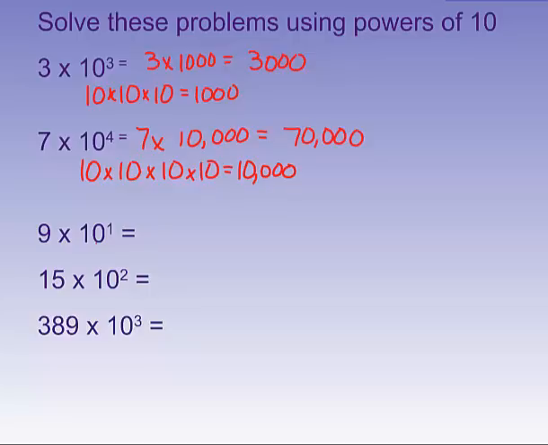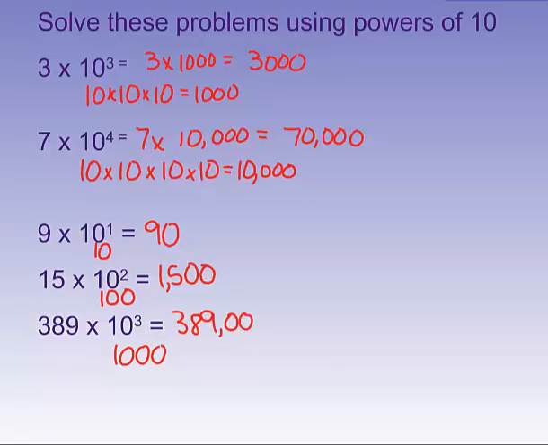10 to the first power is just 10, so 9 times 10 is 90. How about 10 to the second power? If you said 100, you're great. Good job. So that would be 1,500. And 10 to the third power, I already told you 10 to the third power was 1,000, so it would be 389,000.